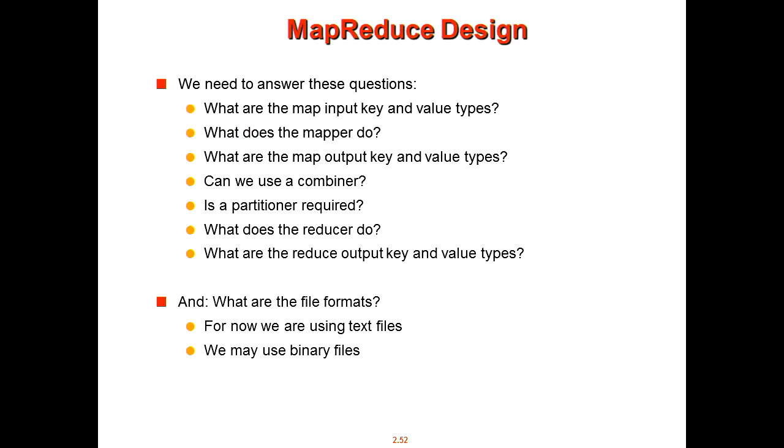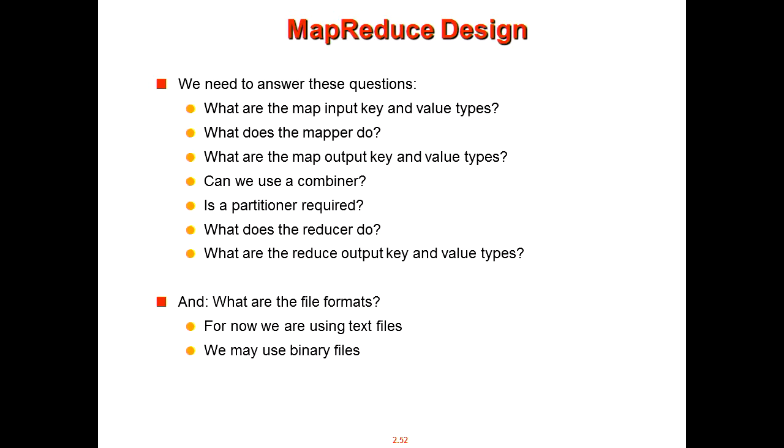There are some questions you need to think about first before designing a MapReduce algorithm for a problem. So you always need to think about these questions. What are the map input key and value types? Let's follow the data flow in MapReduce. First is the input of the mapper: what are the input key and value types? Next, after we fix the data types, what does the mapper do for this job? What kind of intermediate results should the mapper generate? And next, do we need a combiner to improve the efficiency?